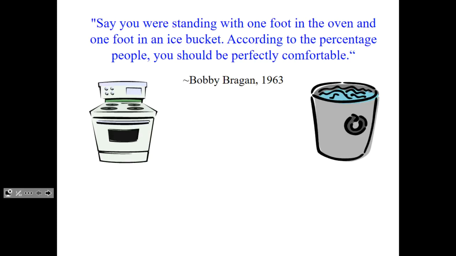All right, so we're going to move on to a new section here. So let's say you're staying with one foot in the oven and one foot in an ice bucket. According to percentage of people, you should be perfectly comfortable. That's from Bobby Bragan back in 1963. And what that's talking about is if we were comparing two proportions, some people might say, hey, well, average it out, it'll be fine. So that's kind of what we're going to be doing in this section a little bit, but not quite as silly as this.